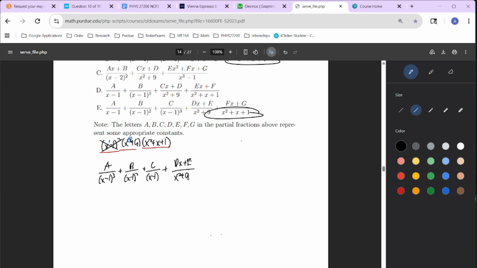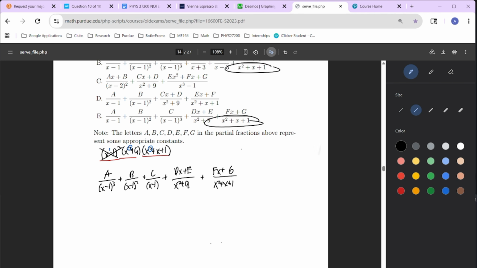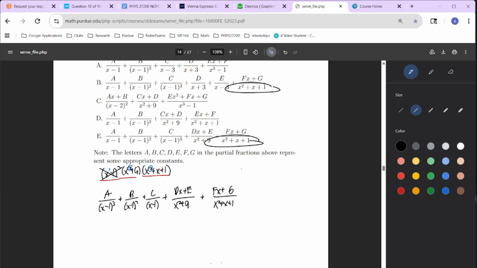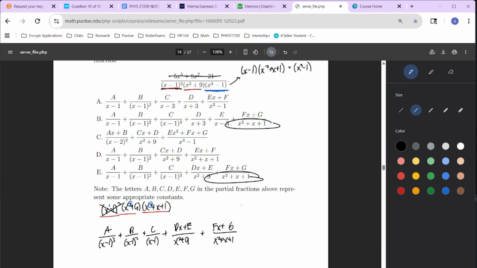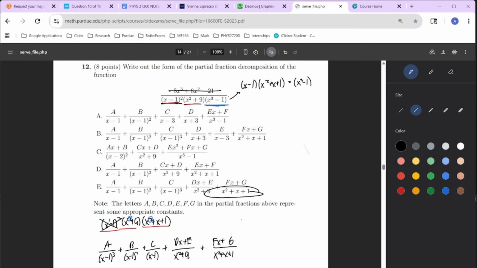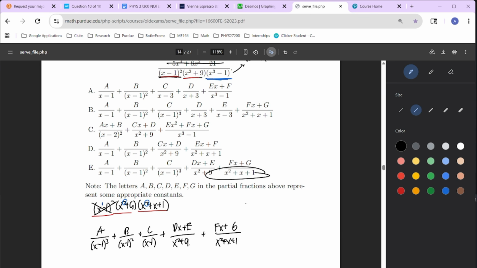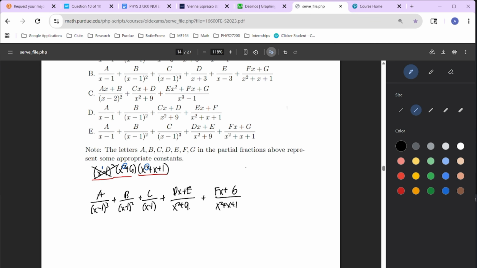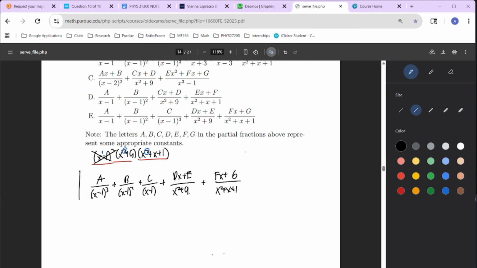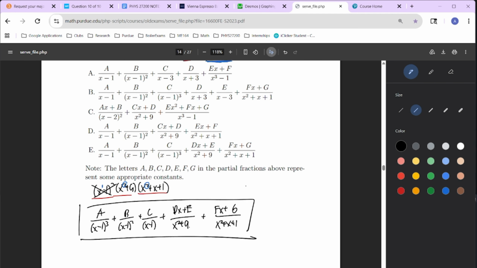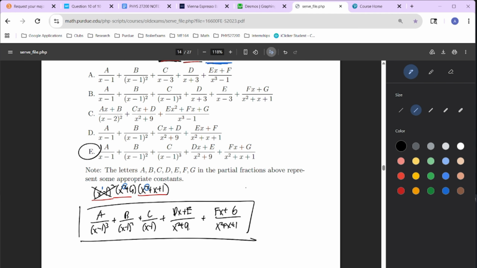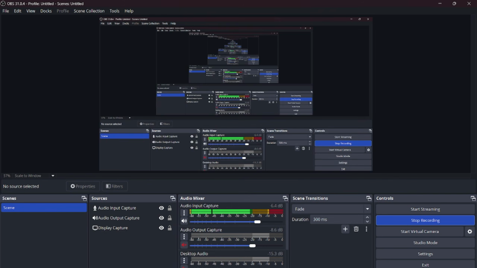And then we see here that we have the same scenario with x squared plus x plus 1. The principal degree is 2. So this will again become fx plus g over x squared plus x plus 1. I'm just checking the answer choice right now. We can see that this perfectly represents the answer choice found in answer E, which means that E is the answer to this problem.